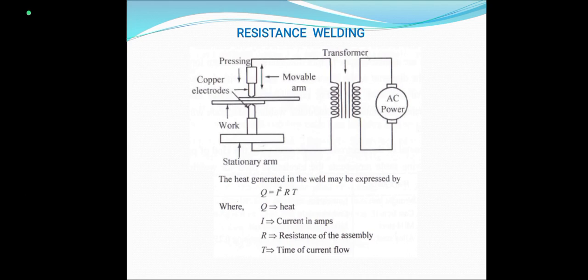Resistance welding. Resistance welding is one type of welding in which AC current supply is used to join two metals. Here copper is used as the electrode. One end is a movable arm and the other end is a fixed arm. The workpiece of two metal pieces is placed in between, so it can be easily welded with the help of a high supply of current.